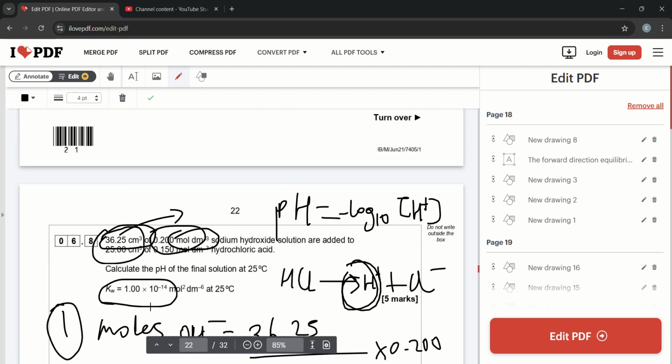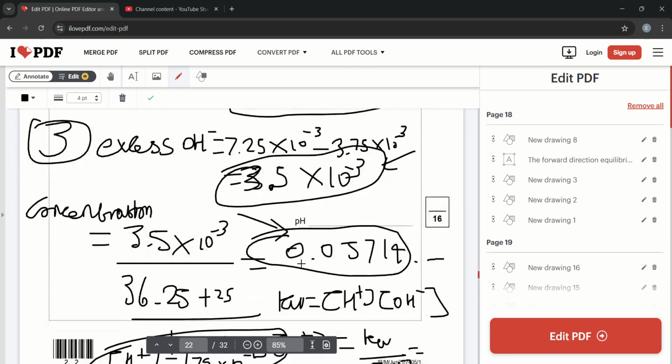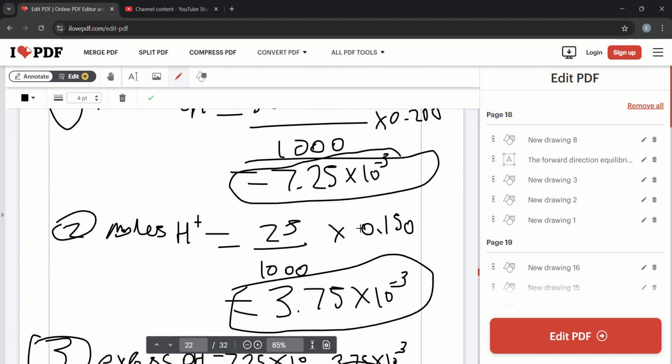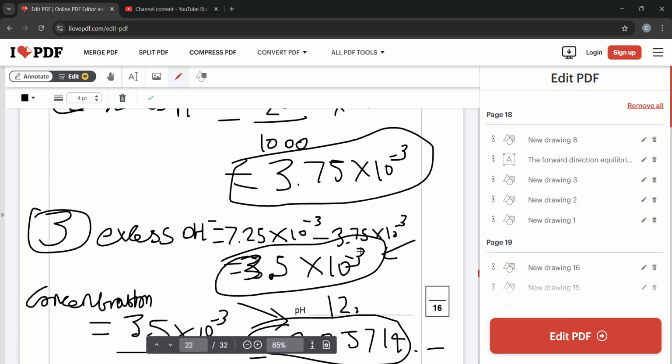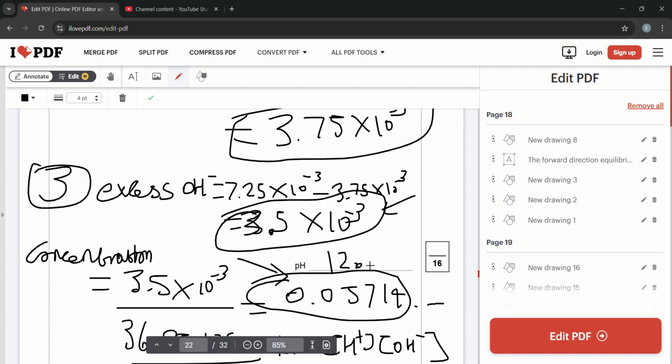Therefore, pH is equal to minus log 10 of 1.75 times 10 to the power minus 13. pH is minus log 10 of my answer, which is 12 point, how many, it just says calculate the final solution, so we'll say 12.76.